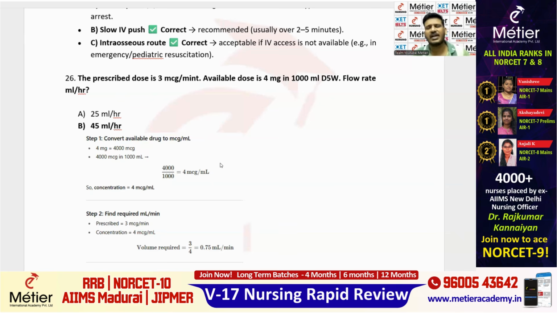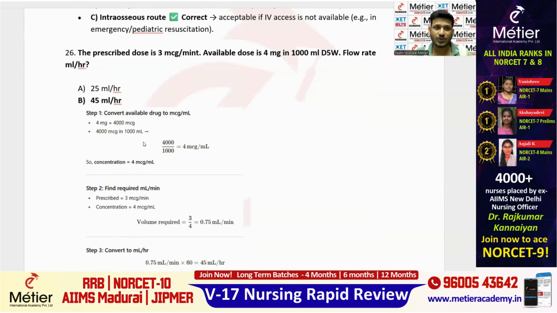Okay, very simple calculation, guys. Convert the 4 mg into microgram. Step by step I have solved and given to you. 4 mg is equal to 4000 microgram, and this 4000 microgram is present in 1000 ml. So just divide it and you will get the answer, 4 microgram per ml. So we have converted mg into microgram.